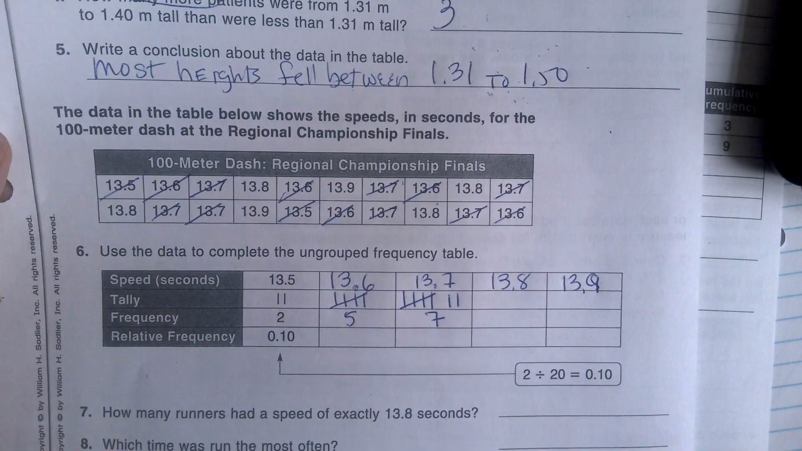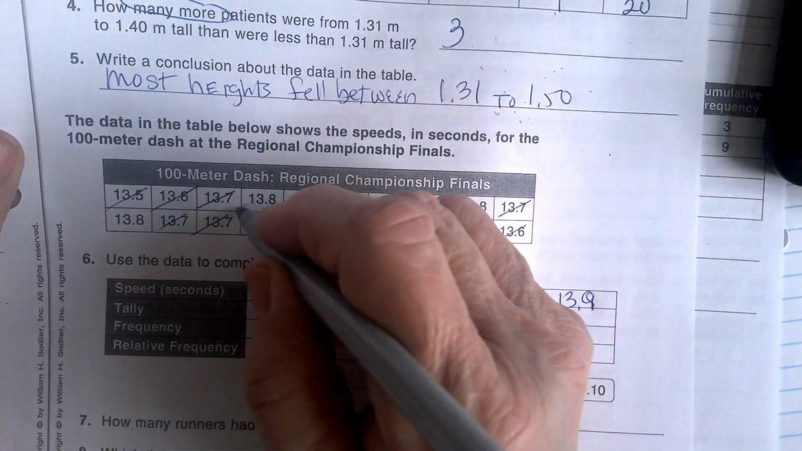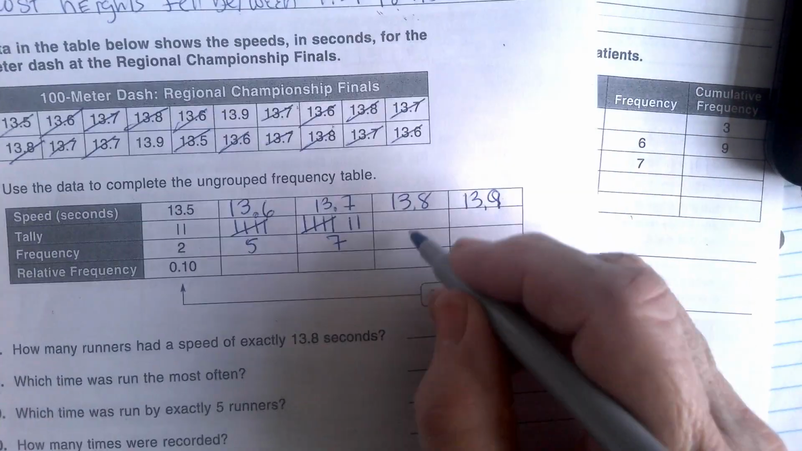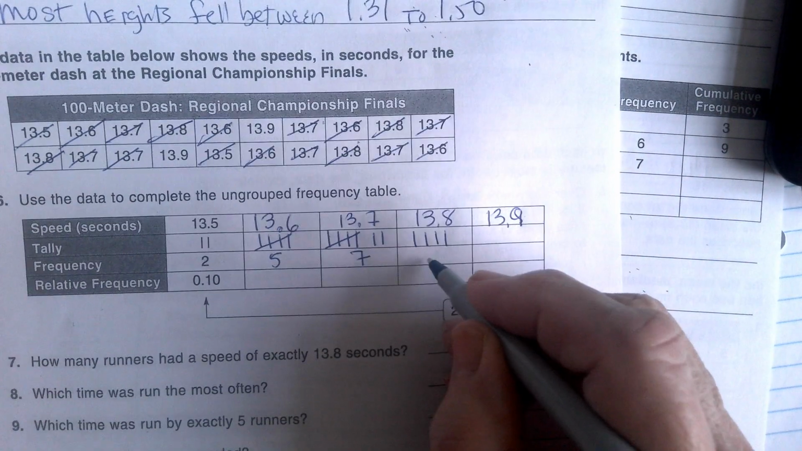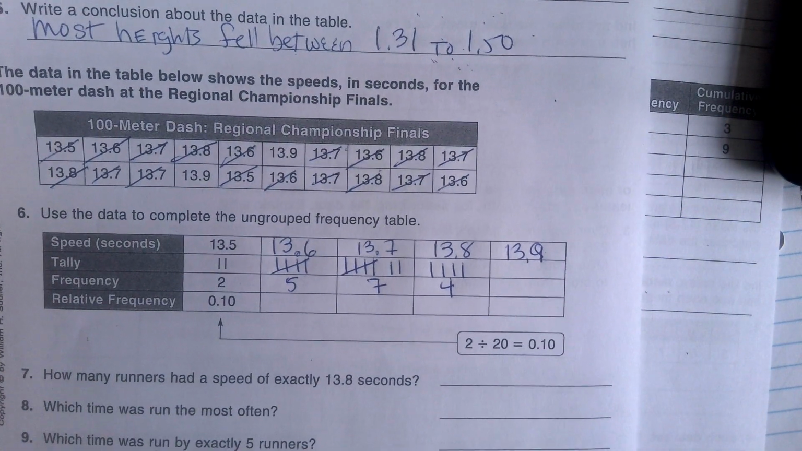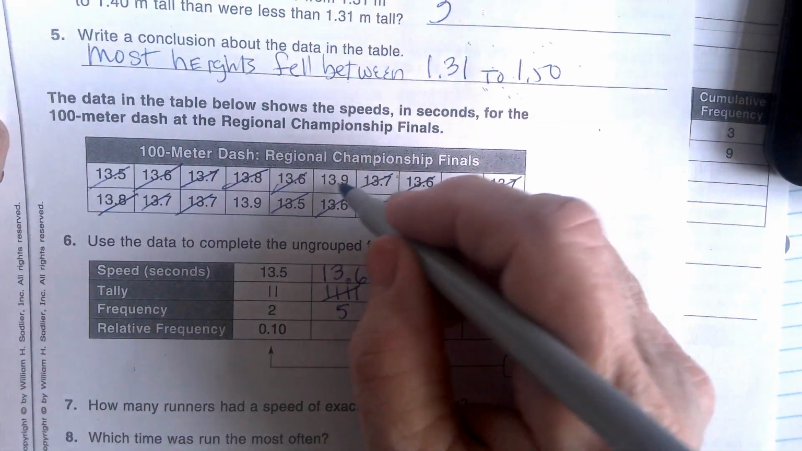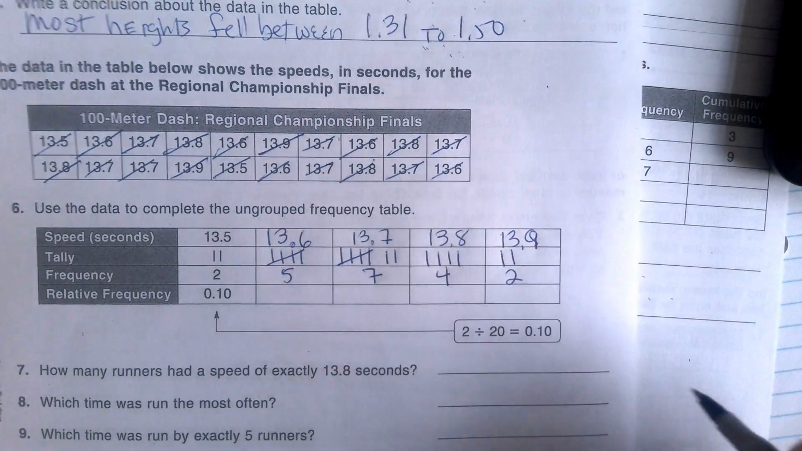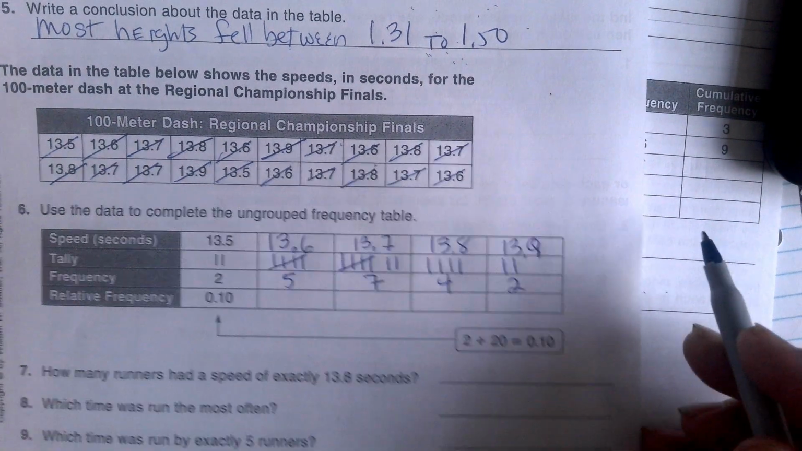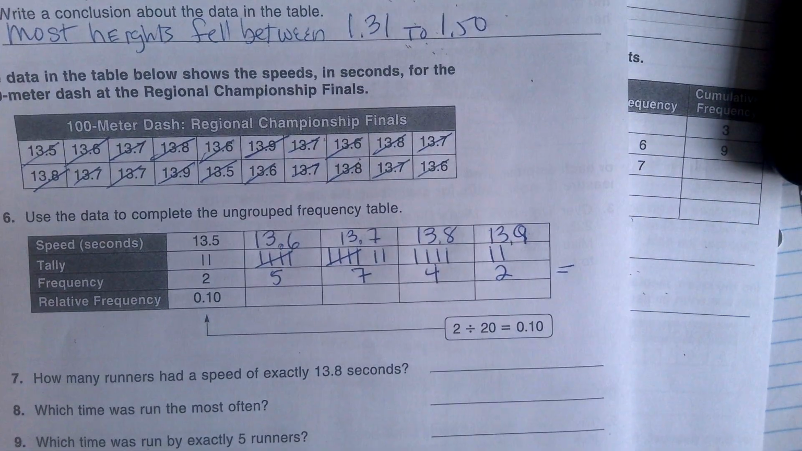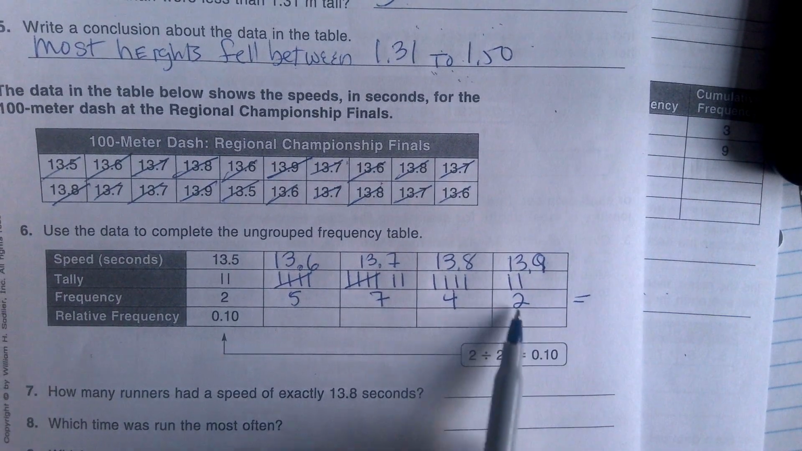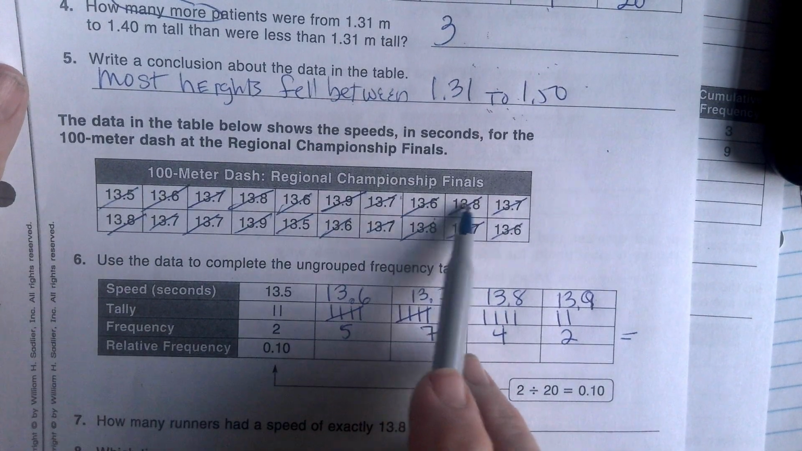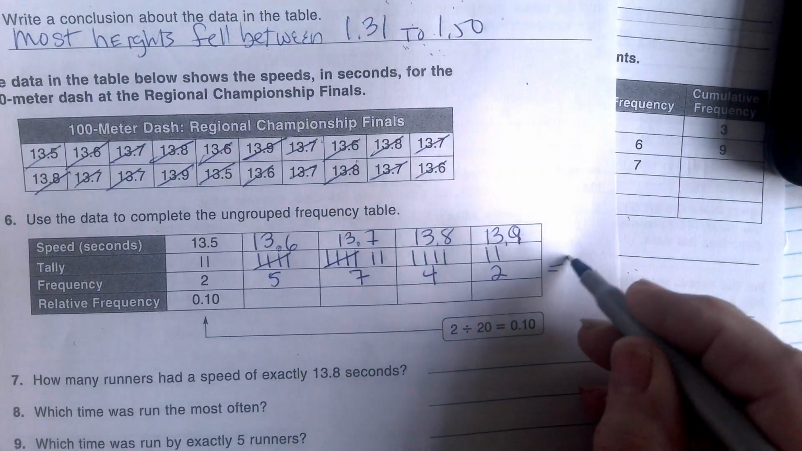How many 13.8s? 4. 1, 2, 3, 4. And there's what? There's only... Oh, yeah, 2. 1 and 2. And then, how many altogether were there? 18. No. There's 1, 2, 3, 4, 5, 6, 7, 8, 9, 10, and 2 rows of it, there should be 20.